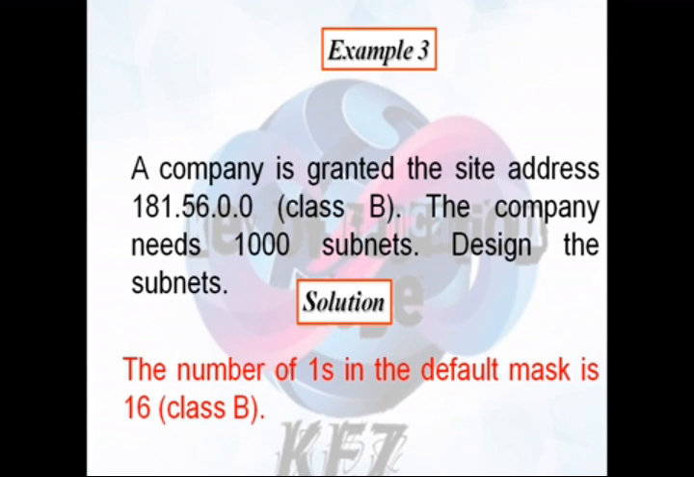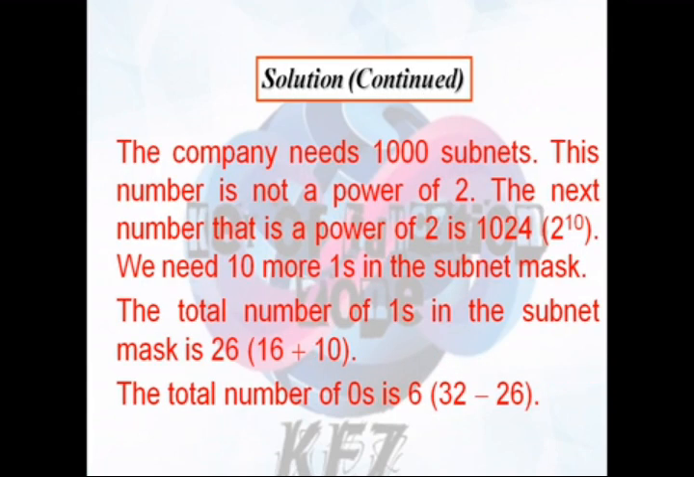Here the company is generated the site address 181.56.0.0. Class B, class A, class B, class C, class D, in what way it will be classified, all this you can get from the IP address link. I told you these 2, IP address and subnet and supernet, are correlated, so please go through that also. Here the link is also given.